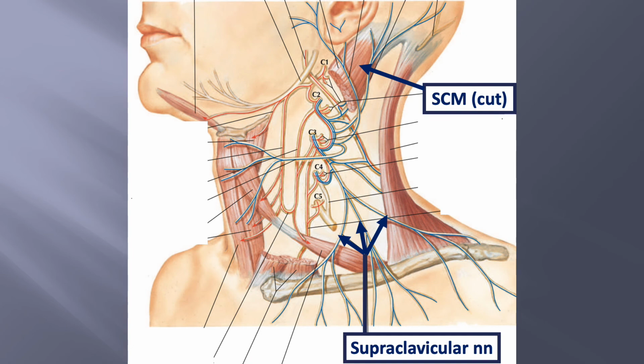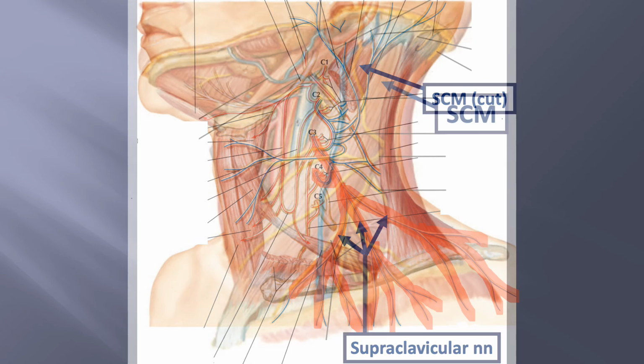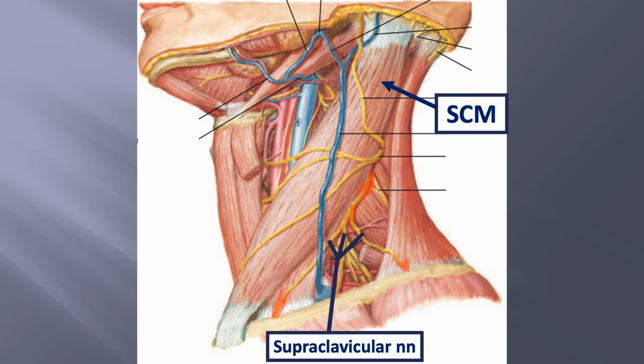The supraclavicular nerves are a group of nerves formed from the C3 and C4 roots. They arise from behind the posterior border of the SCM and provide sensation to the skin of the neck, shoulder, sternoclavicular joint, clavicle, and upper two ribs. A functional deficit that results from damage to these nerves includes paresthesia as well.